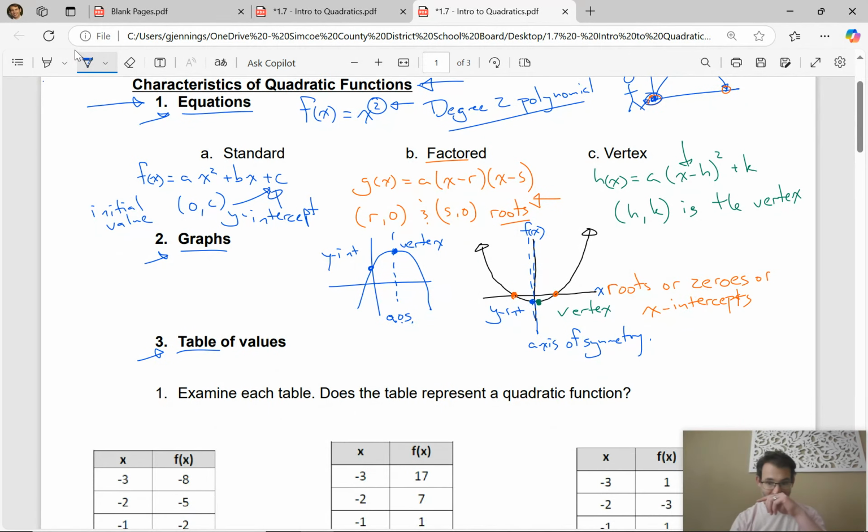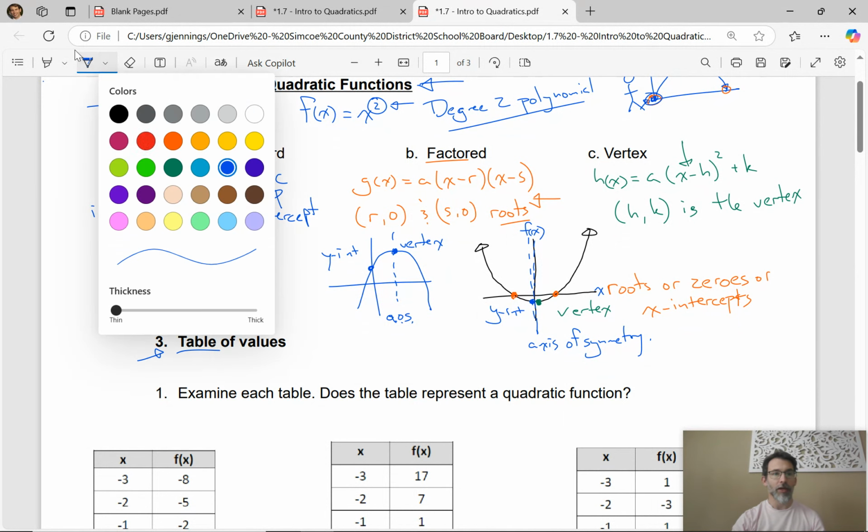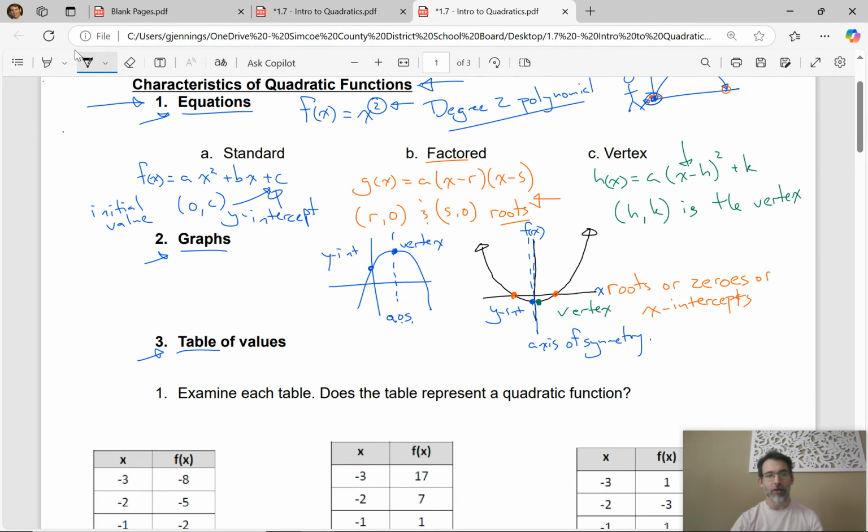So a table of values, we also want to be able to look at a table of values and identify is it a quadratic or not. And you're going to investigate the second differences. They should be constant and non-zero.